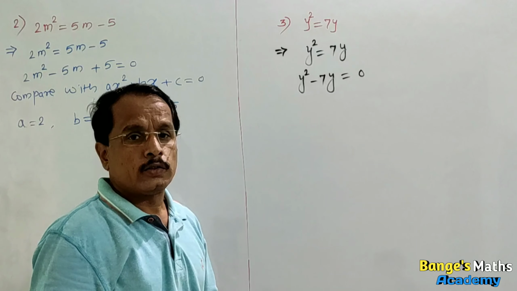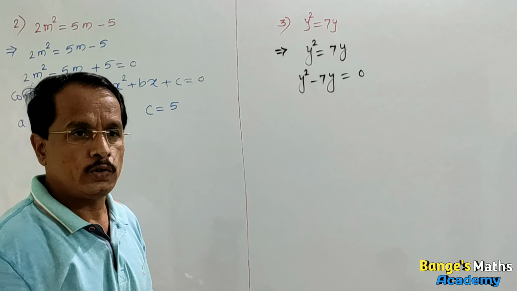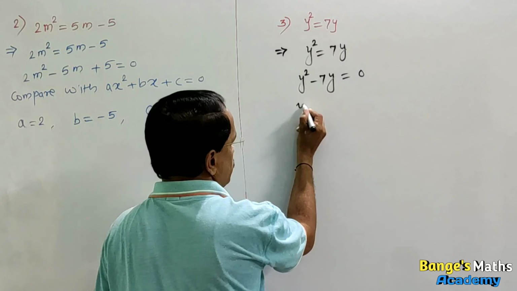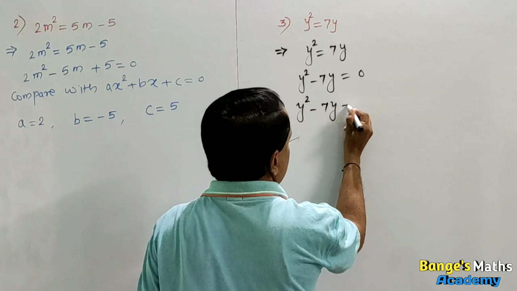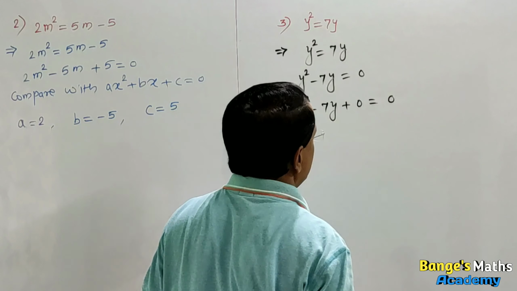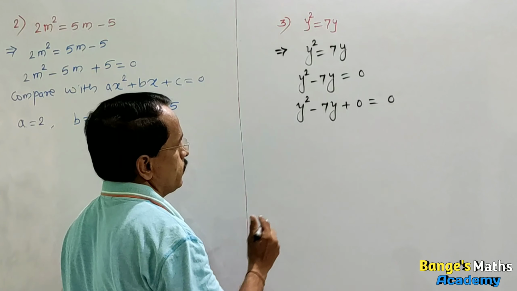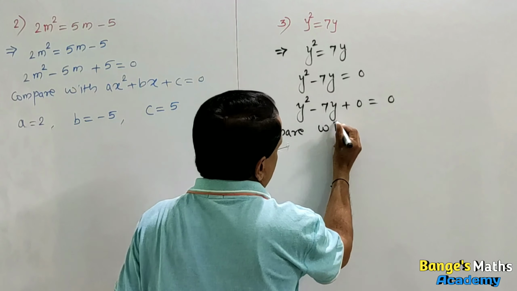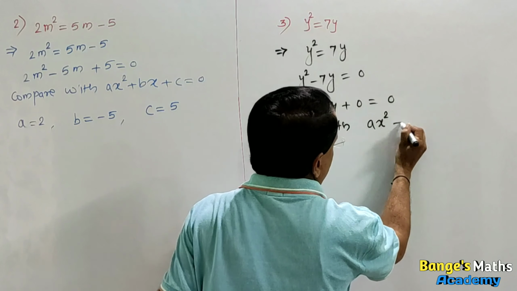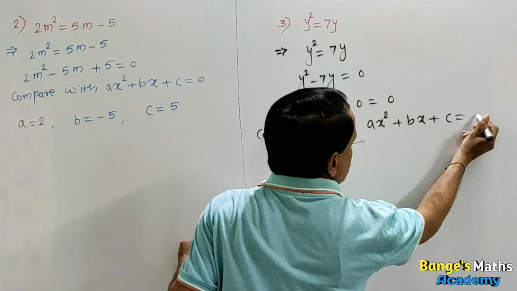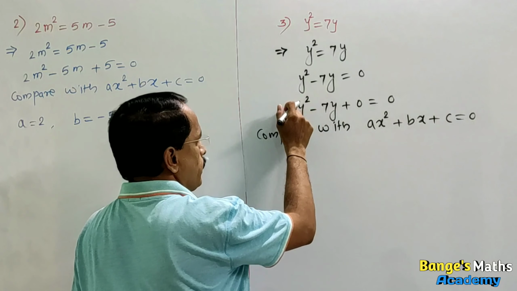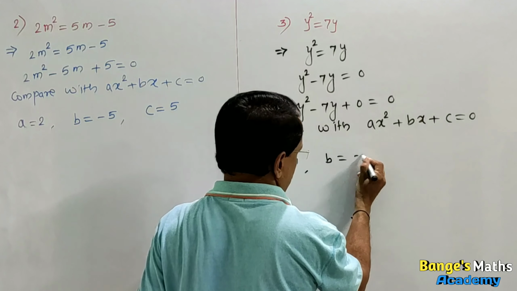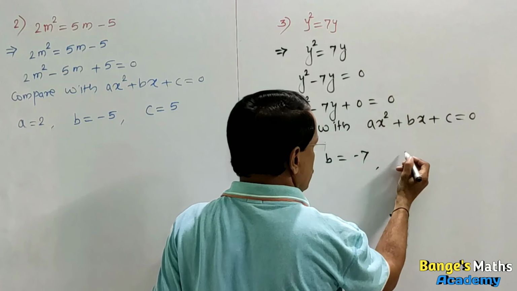Write down the given equation in the standard form, ax square plus bx plus c is equal to 0. So c, the constant term, is absent. So write it this way: y square minus 7y plus 0 is equal to 0. We write the given equation in the general form. So compare with ax square plus bx plus c is equal to 0. Value of a is 1. Value of b is minus 7. Value of c is 0.